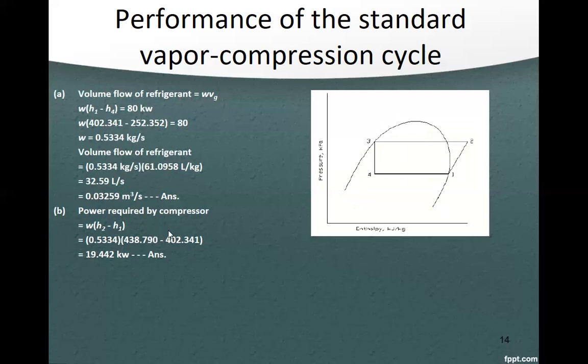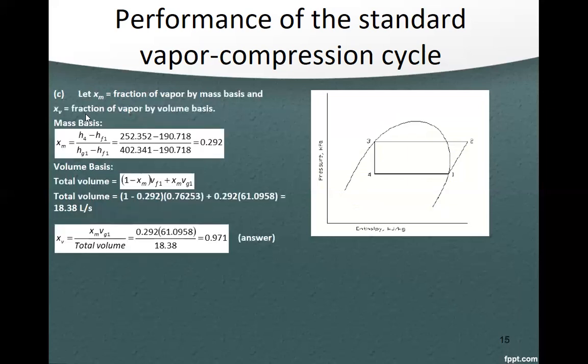The process. Let us see. X of M is the fraction of vapor on a mass basis, and X of B is the fraction of vapor on a volume basis. On a mass basis, it's only the enthalpy. X of M is equal to (H4 minus HF1) over (HD1 minus HF1), which is equal to (252.352 minus 190.718) over (402.341 minus 190.718), which is 0.292. That is answer number one.